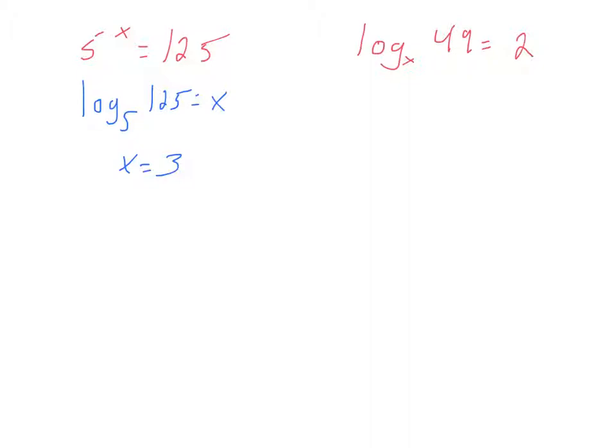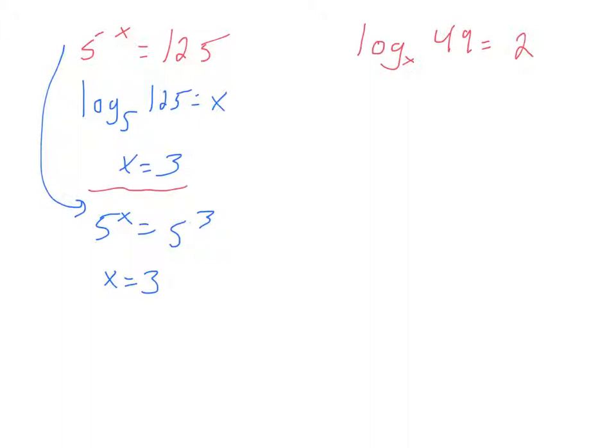Another way you could do this is to take this, 5 to the x, and if you see 125 and you think, oh, that's a power of 5, write it as 5 to the 3. What you can do is, if you have two exponential expressions that have the same base, that means the exponents have to equal each other, right? The only way that's true is if x equals 3. So you can think about it in whatever way you want, right, with the exponential equations.